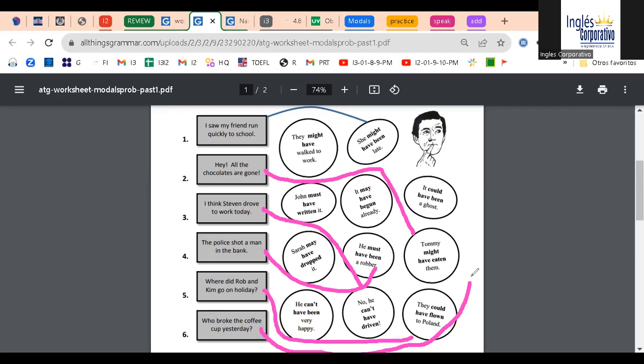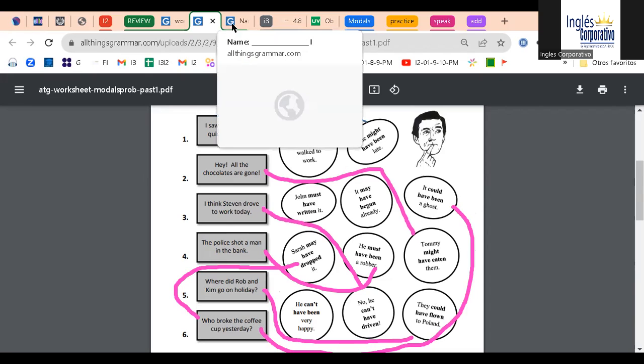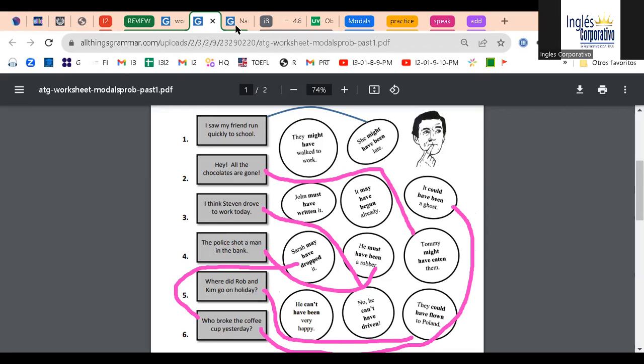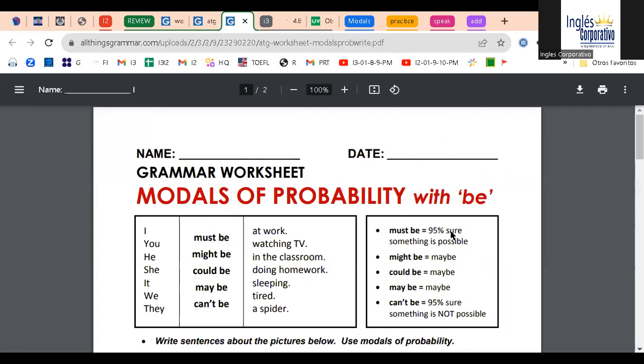Okay, so we have this one, and that's the other possibility, the one that we maybe think is correct. Sara may have dropped it. So she dropped it. Yeah. Okay, nice. Well, we're not really good at drawing, right? Okay, let's see. We have one more example. Let's see how we do it.